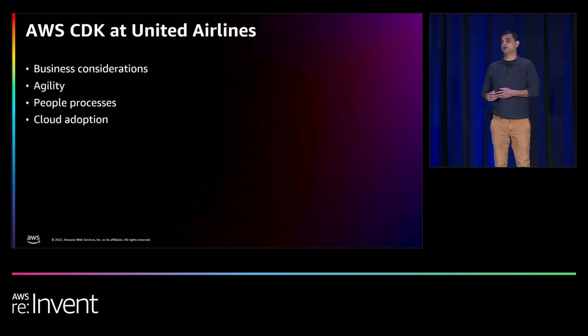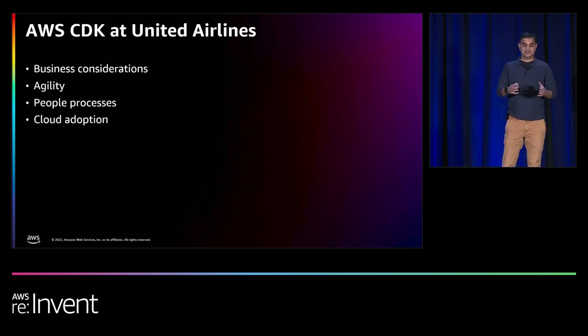And to talk to us about how United is able to achieve success in this complex environment, I'll welcome Ethan Ruchinski. He is a principal architect with the ancillary platform at United Airlines. Thanks, Ravi.